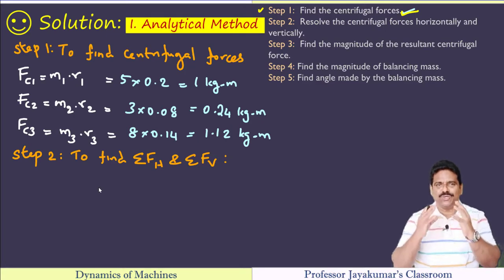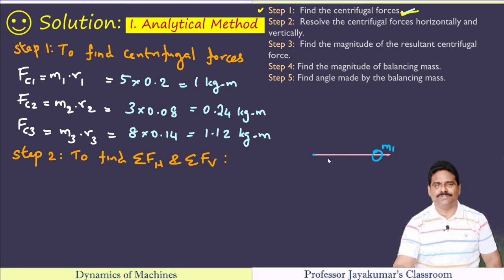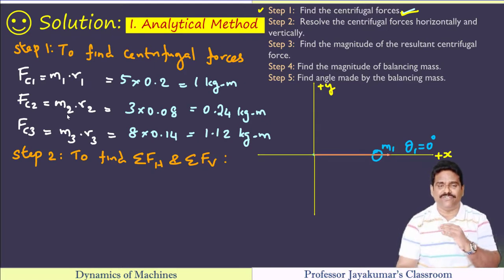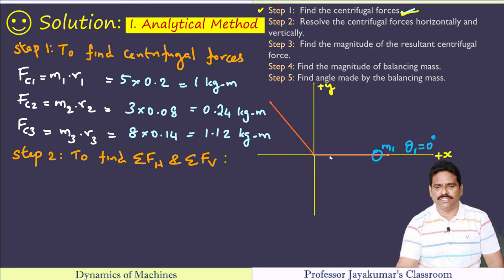Here the position of mass 1 is not specified, whereas the positions of mass 2 and mass 3 with respect to mass 1 are given. So what can I do? For simplicity, let me consider as if mass 1 is acting horizontally here. So theta 1 is equal to 0 degree. It is given that mass 2 is acting 165 degree from mass 1 measured in counterclockwise direction. This angle is theta 2, 165 degree.